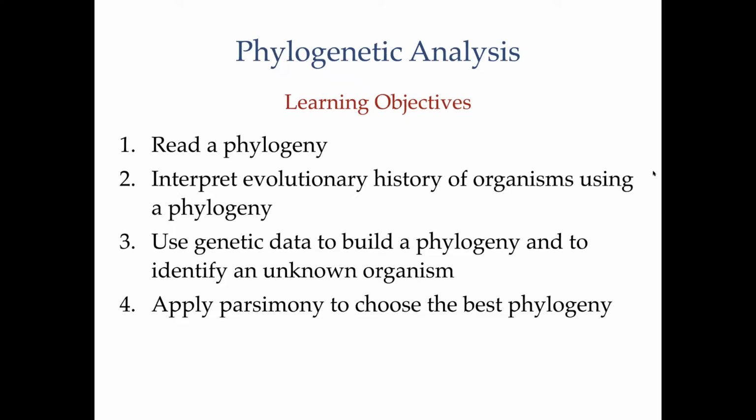We should also be able to use genetic data to build a phylogeny and to identify an unknown organism. And that is exactly what the activity for this week will be working on: identifying an unknown organism, constructing a phylogeny based on genetic data, and applying parsimony to choose the best phylogeny. So obviously we need to know what parsimony is and how we can apply it to choose the best phylogeny.